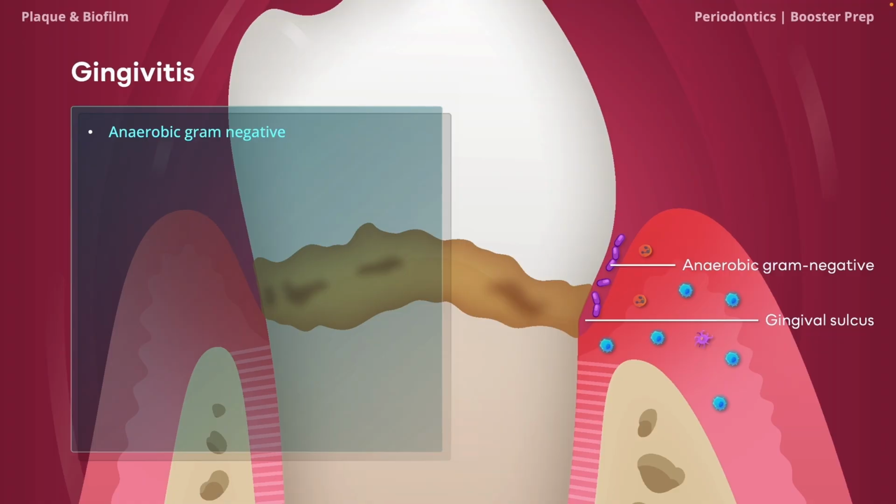So in early gingivitis, the first immune cells to respond are called PMNs, or polymorphonuclear leukocytes. This group includes neutrophils, eosinophils, and basophils. Neutrophils are the main ones in this stage.